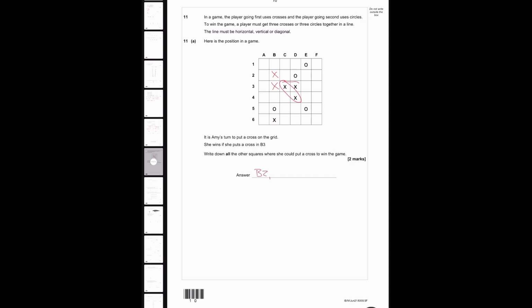We also have 2 crosses in a row here, so we can put 1 on E3. We also have 2 crosses here that are separated by a gap, meaning C5. The last place we can look is going down here. We've got 2 in a line, leaving us with D5. This is the last square that we can use.